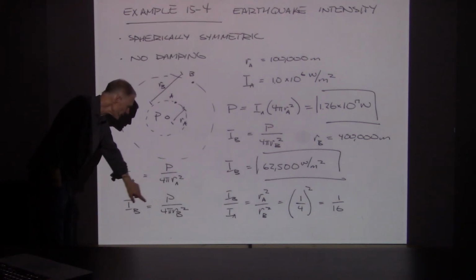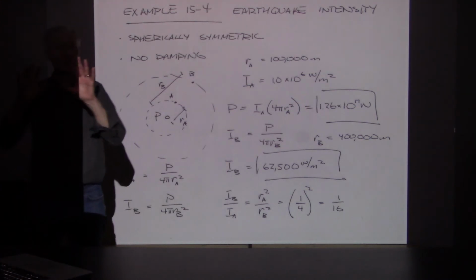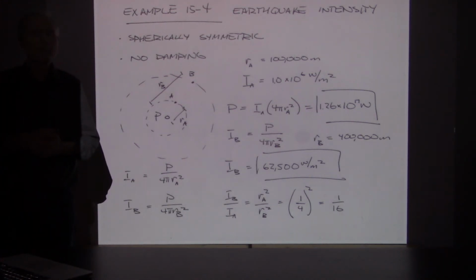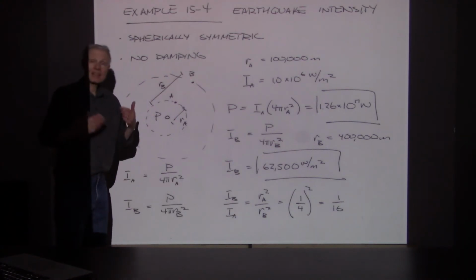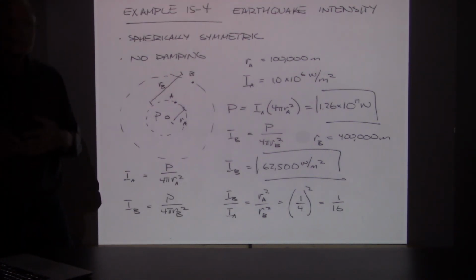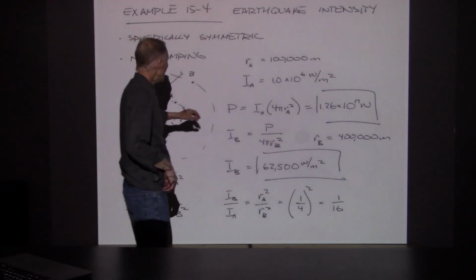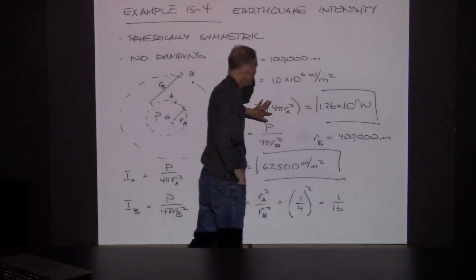And at point B, it's going to be still the same value of P. So the energy we started with, it's still the same rate of energy being generated. As we move farther and farther away, the intensity will drop off. But the total amount of power is a value that applies to each location. So we calculated the total amount of power by taking I_A times 4 pi r squared.